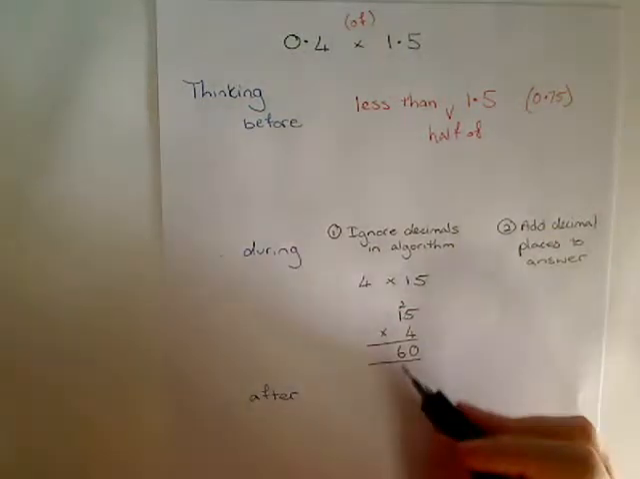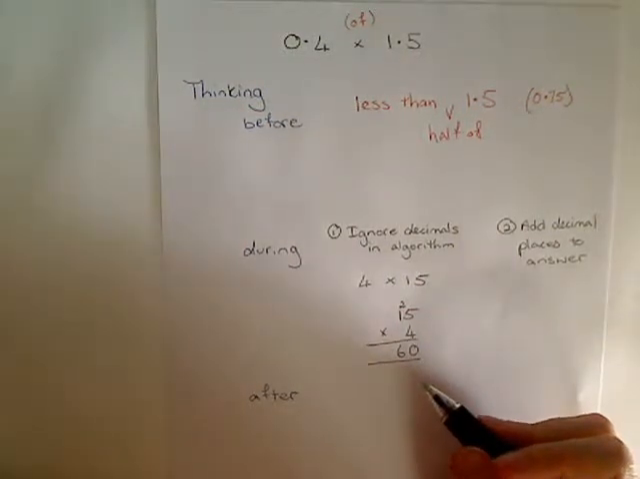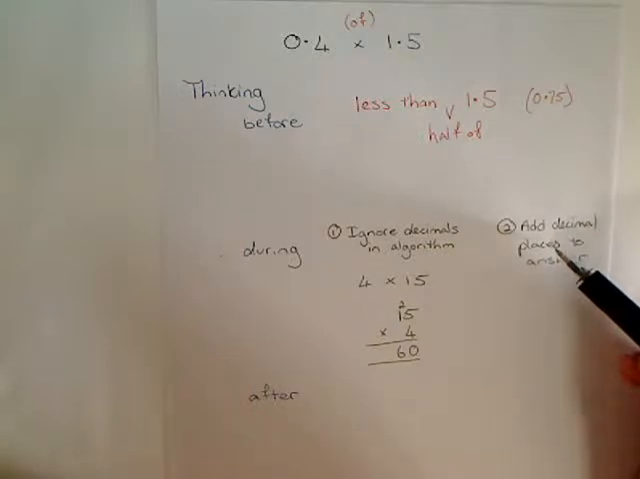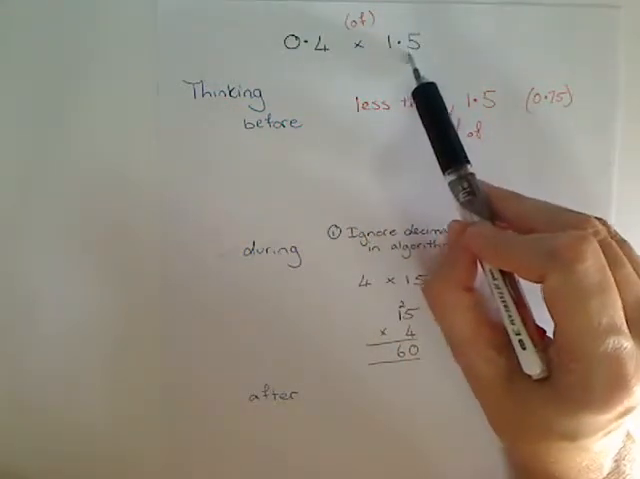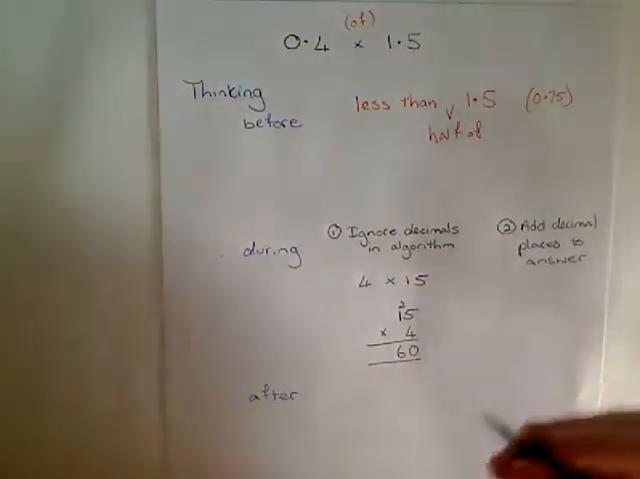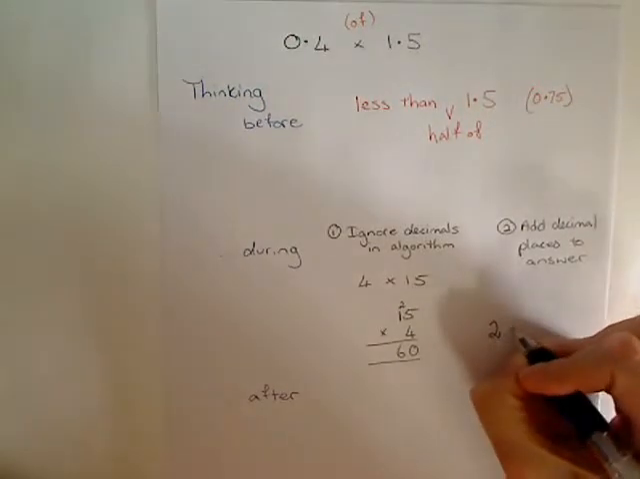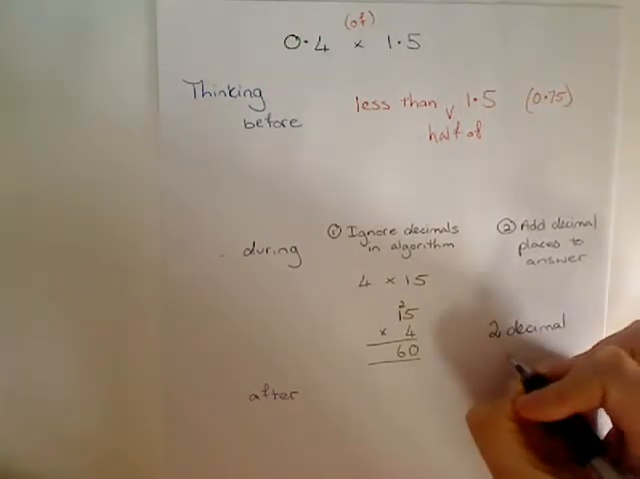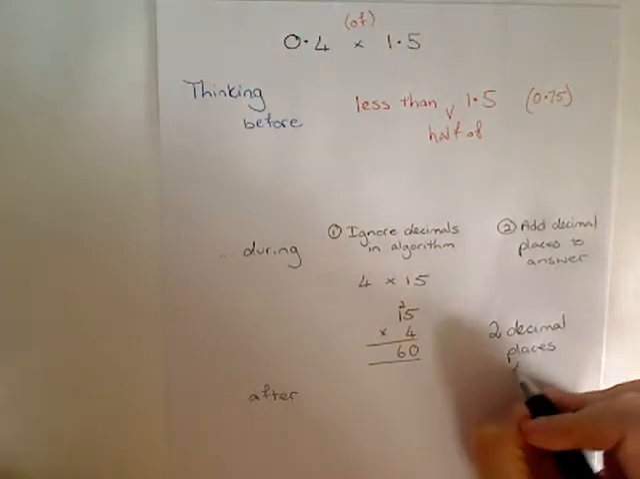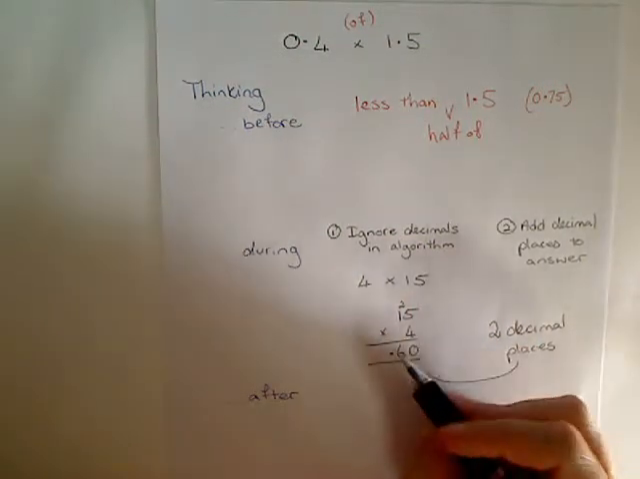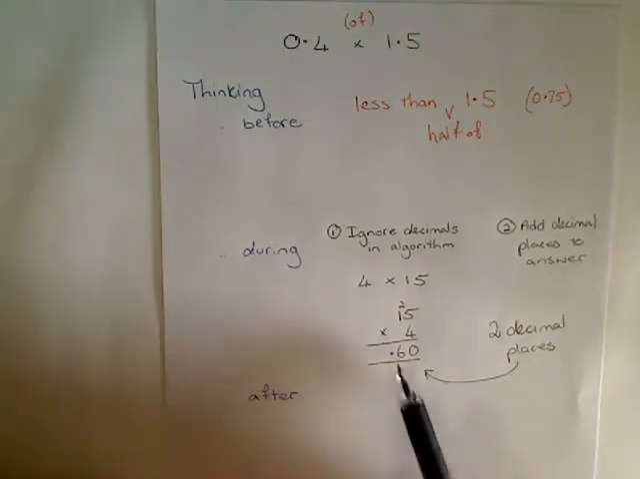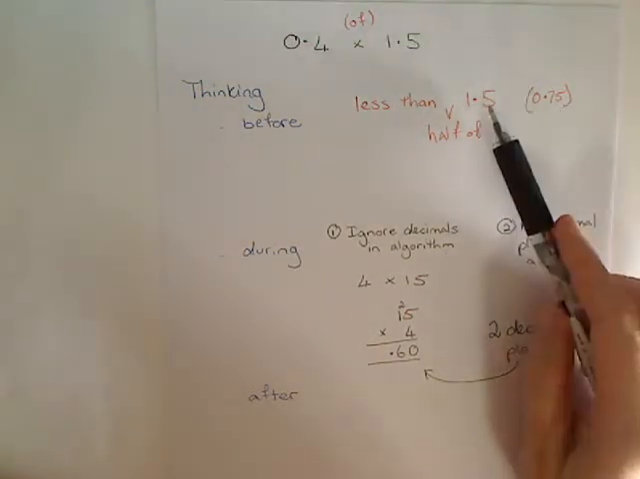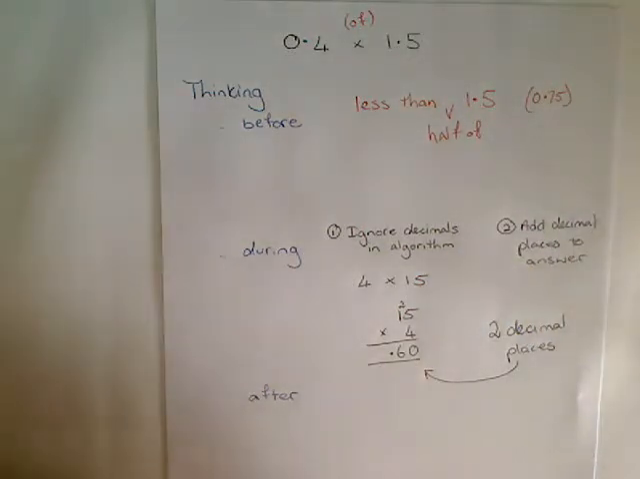So I've got now the digits that I need, but I don't know the places. Add up the decimal places and put them in your answer. For this question, I have 1 decimal place in 0.4, 1 decimal place in 1.5. That means my answer will have 2 decimal places. And so I go over here and I make sure my decimal place has 2 more digits to the right. Let's check and make sure that makes sense. My answer 0.6 is a bit less than 0.75, or it's certainly less than 1.5, so that's a good sign.